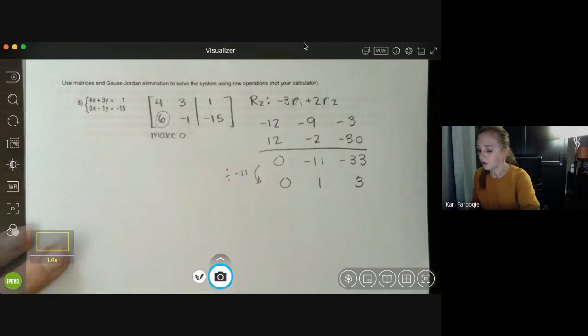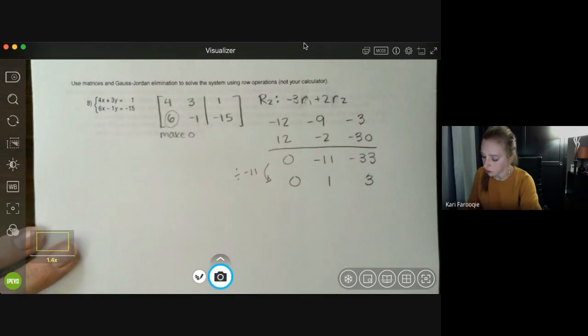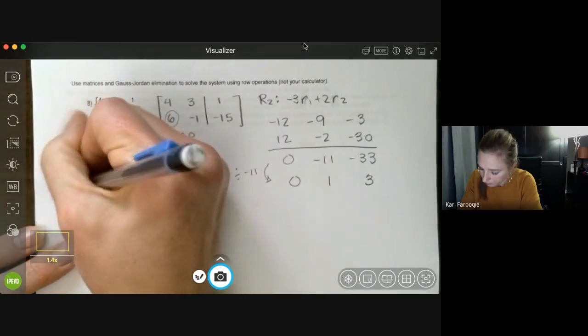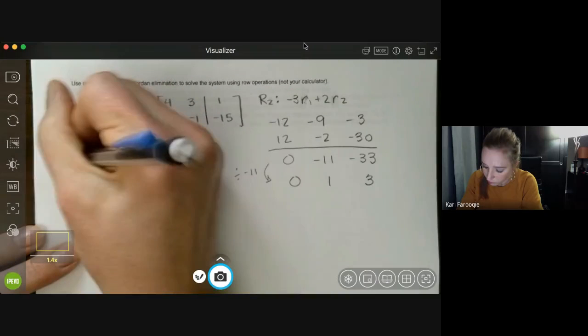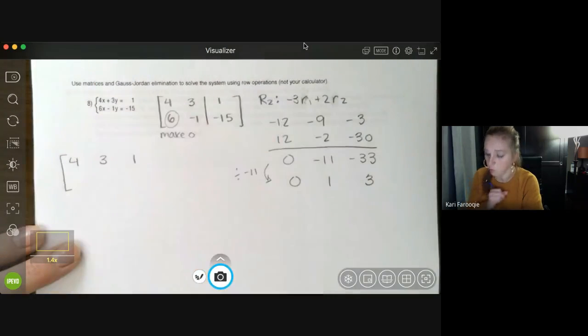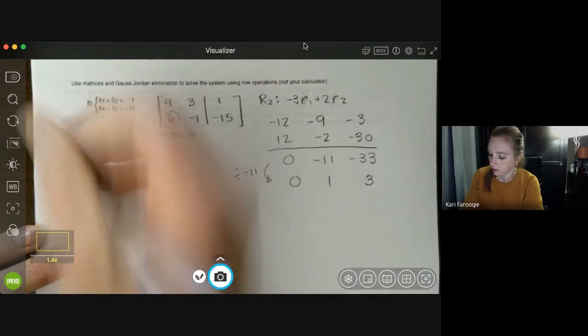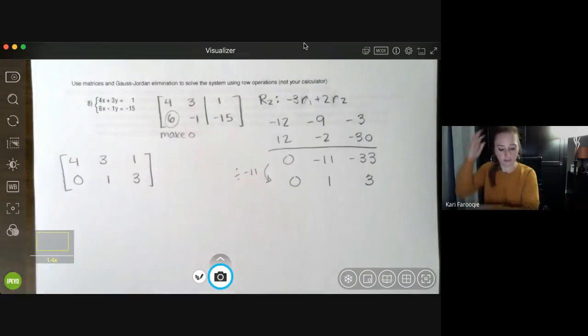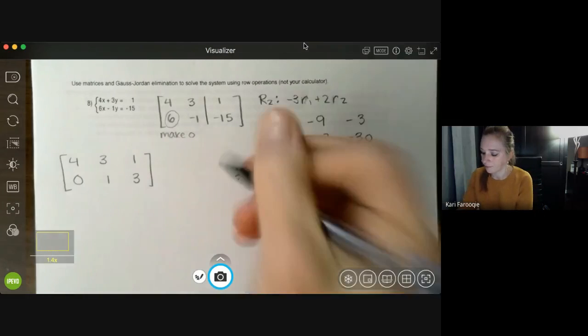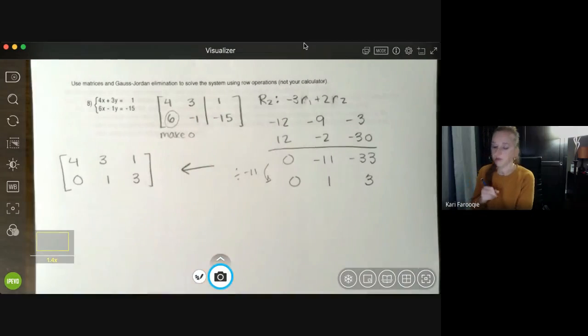Okay. Now we're going to put that back into the matrix. The first row has not changed. That is still going to be 4, 3, 1. Go back to your original first row. The new second row will be 0, 1, 3. I went backwards here. Do we have questions so far?